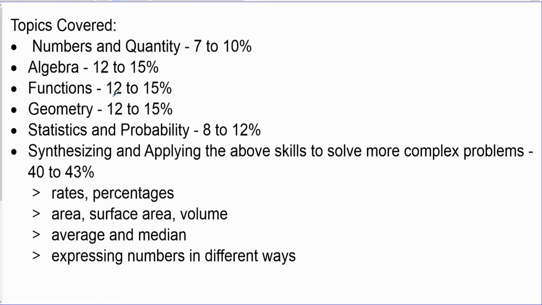Okay, so when you take the test, it will look something like this when you begin. Here are the topics that are going to be covered. It breaks down to approximately 7 to 10% numbers and quantity, so just basic number calculations. 12 to 15% is algebra. We have functions and geometry of similar question quantity, and slightly smaller for probability and statistics.